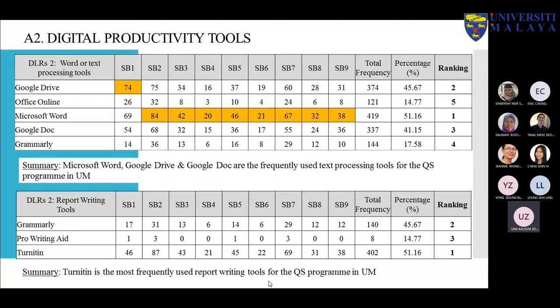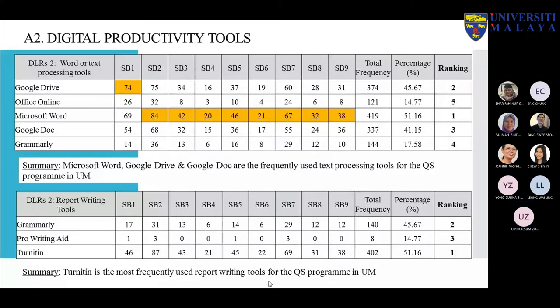But I think this is the area that maybe the educators need to highlight to the students, that they can actually utilize Google Drive more frequently compared to Microsoft Word and so on, because Google Drive is slightly better, whereby you can share and you can amend directly inside the document itself. And for the report writing tools, Turnitin is the most frequently used report writing tool for the QS program in UM.